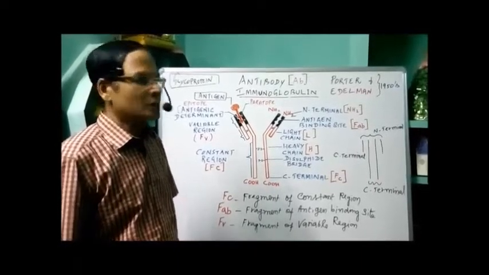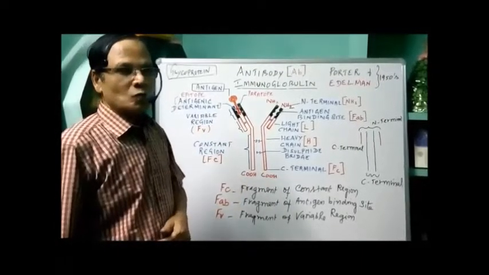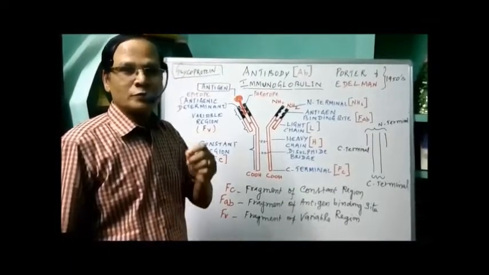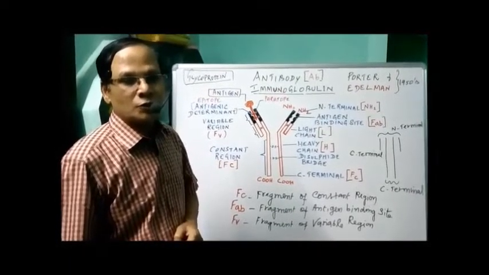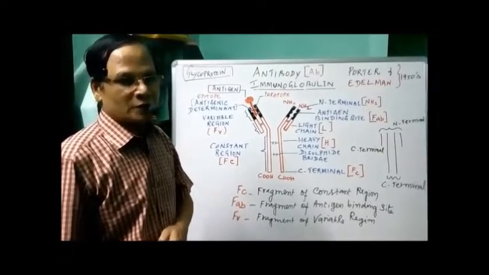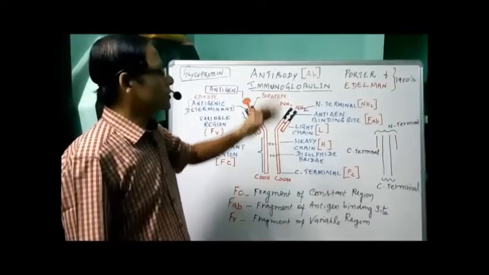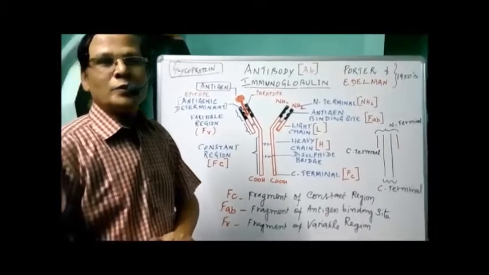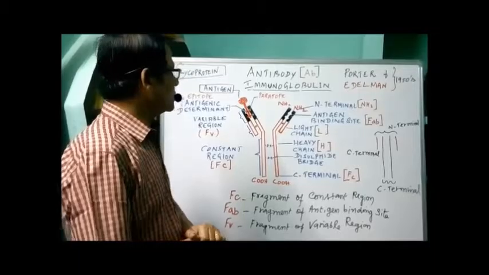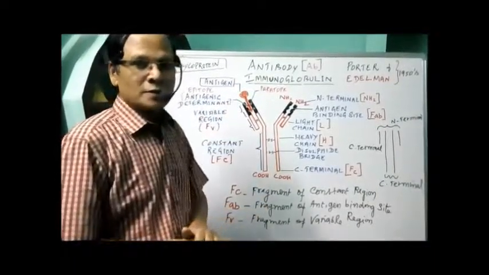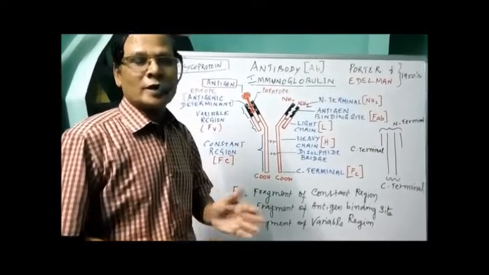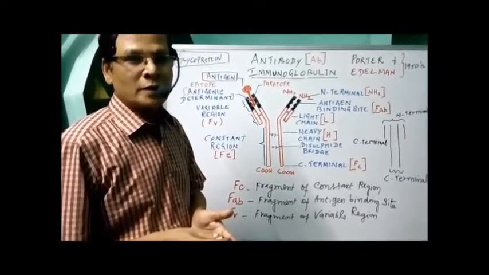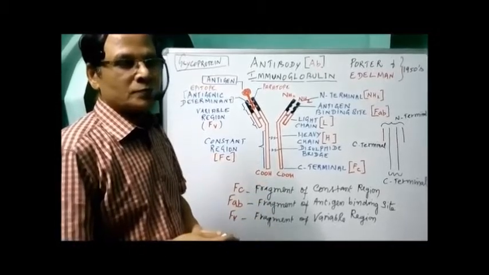Hi students, in this class we have to talk about a very important component of the immune system that constitutes the third line of defense, called antibody. Antibodies are chemically immunoglobulin proteins, synthesized on exposure to antigen. Once formed, they combine specifically with the antigen.